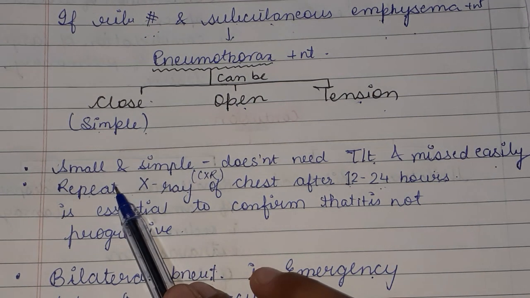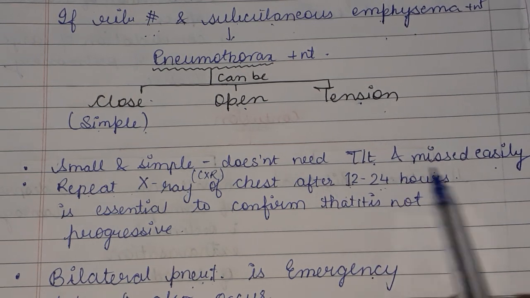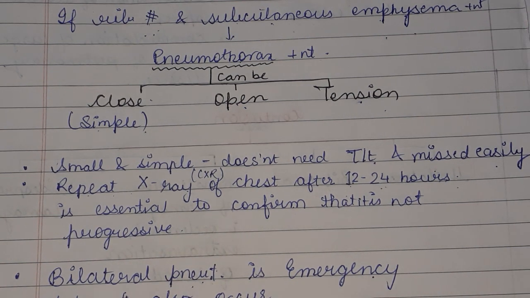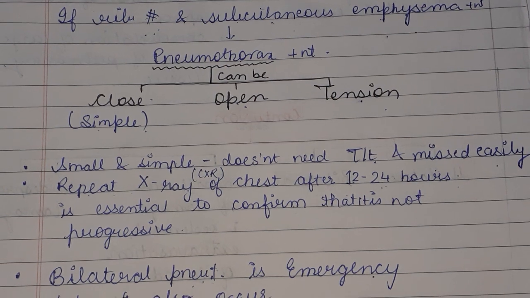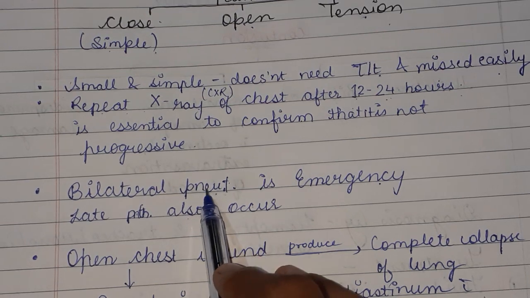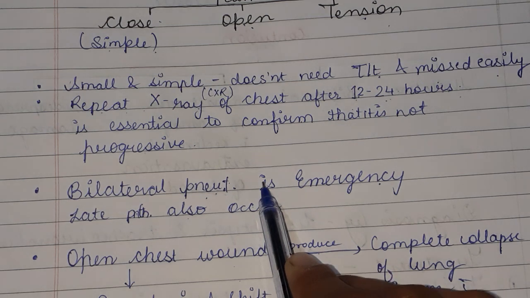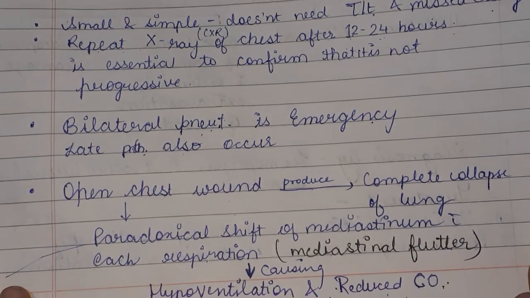और नेक्स्ट पॉइंट है रिपीटेड चेस्ट एक्सरे अगर हम करवाएं आफ्टर 12 to 24 hours is essential to confirm that it is not progressive. Okay, we have to do the chest x-ray in 12 to 24 hours that it will confirm that the pneumothorax is not progressive. The bilateral pneumothorax is an emergency, so the patient should be hospitalized soon, and the late pneumothorax can also occur.